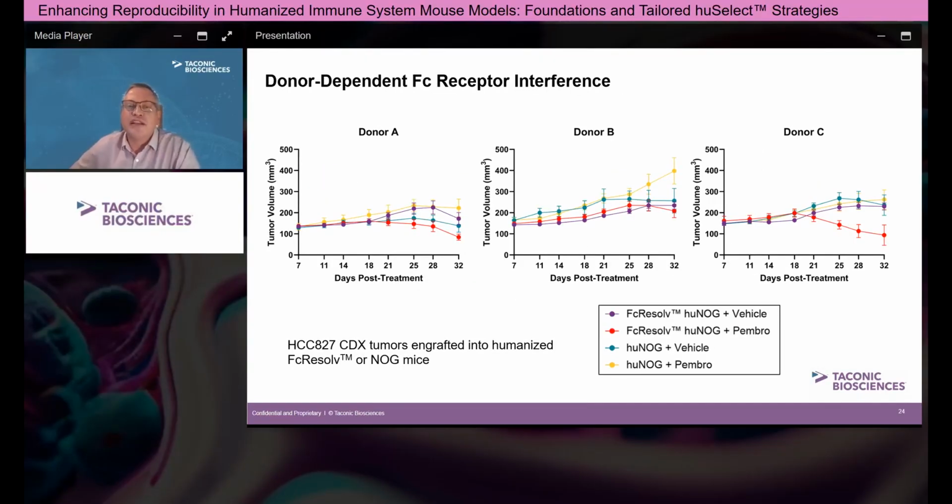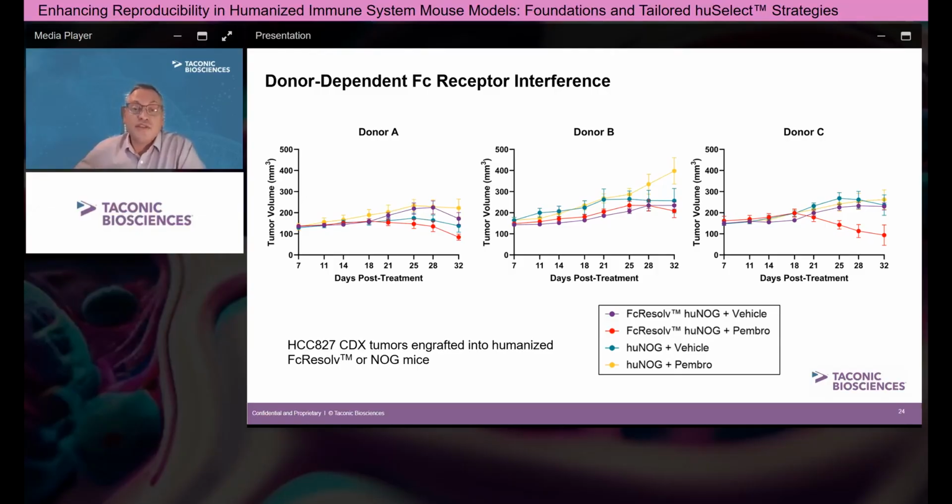Some of our internal data has actually demonstrated that this effect can be donor dependent. Depending on the HSC donor, you may see a different contribution of the murine versus the human response. So these are a panel of 3 different HSC donors engrafted with HCC827 CDX tumor cell line.